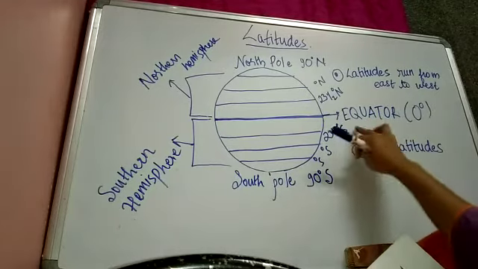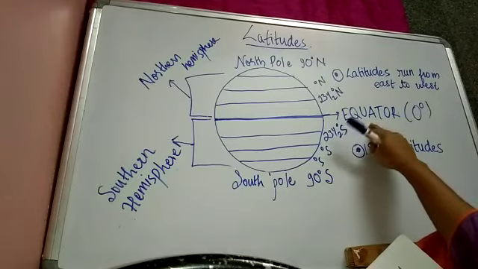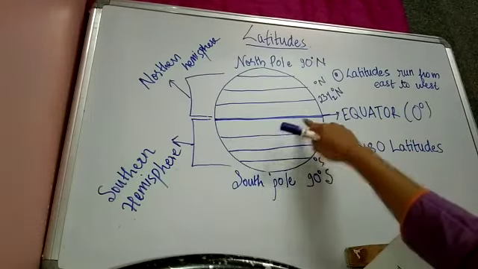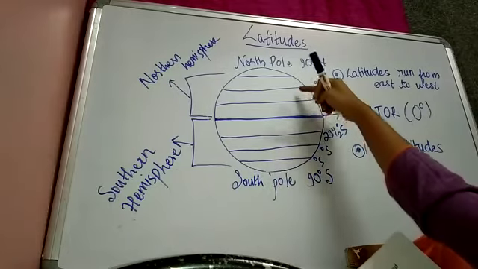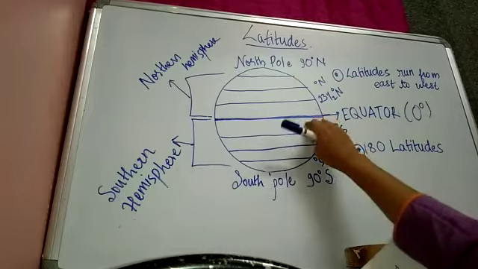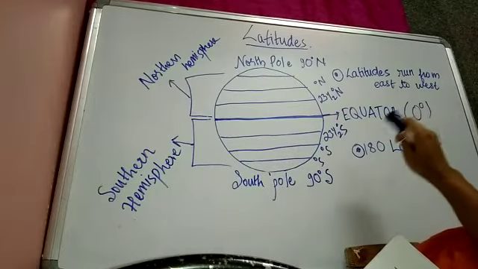Here you can see I have written the equator. What is this equator? It is the longest latitude. You can see, comparing this latitude, this latitude and this latitude, this one is the longest latitude.